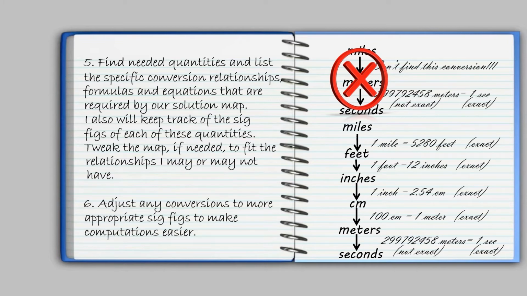About here is when I will adjust any conversions to more appropriate sig figs to save time when I input them into my calculator. I'm too lazy to type the whole speed of light conversion into my calculator, and frankly, all those additional numbers will do nothing for the answer once it's adjusted for sig figs. In the problem statement, the given information only has 2 sig figs, so 3 or 4 sig figs on the speed of light value should be adequate. So I will replace the old speed of light conversion relationship with 2.998 times 10 to the power of 8 meters, which is 4 sig figs, equal to 1 second, which I will say is exact.